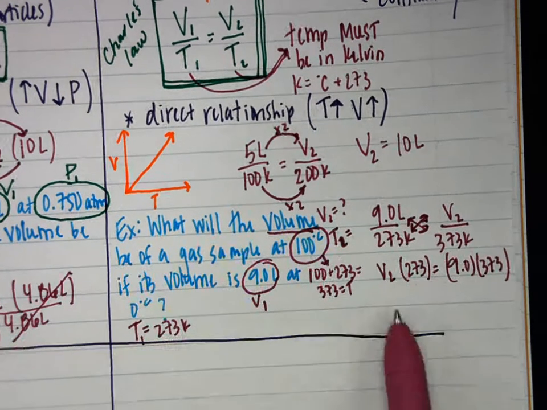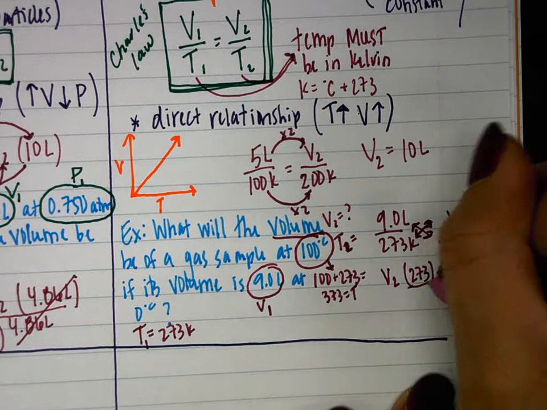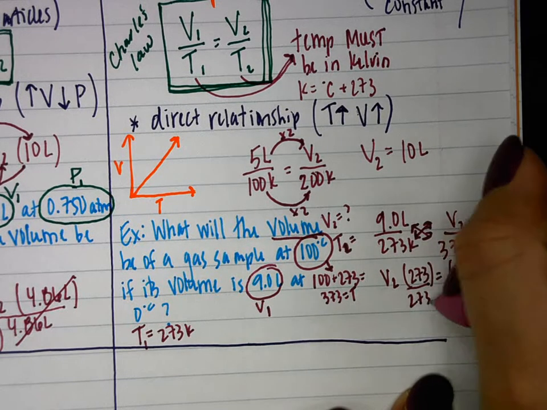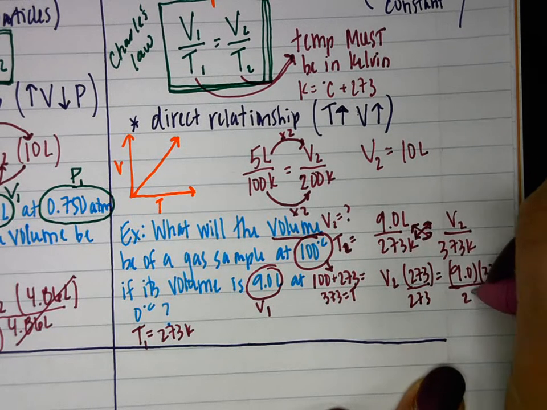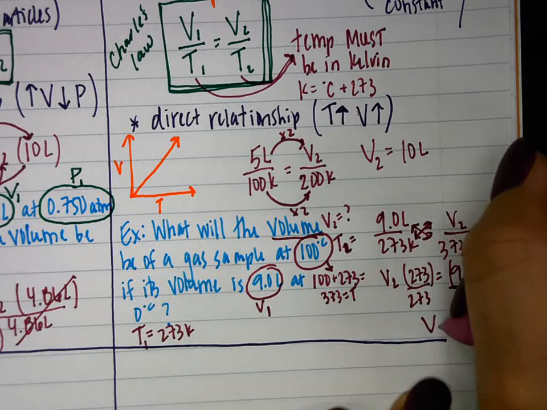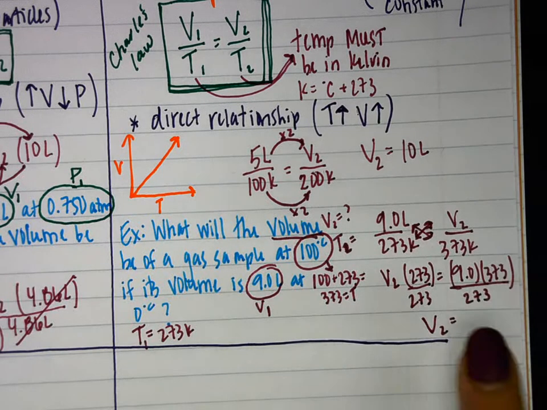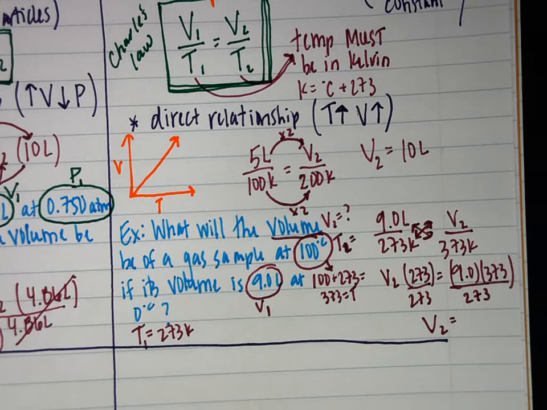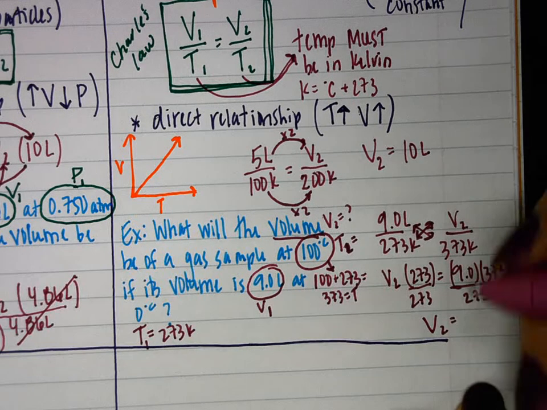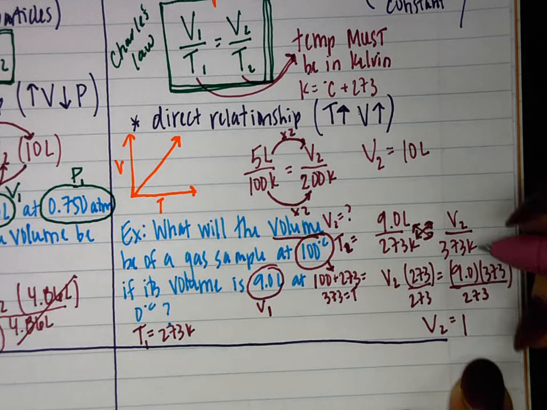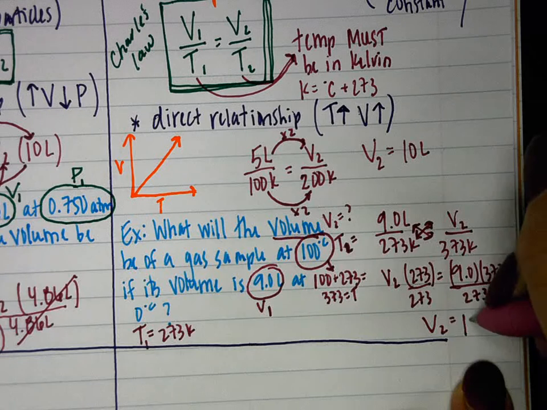How do we get V2 by itself? Divide by 273. Divide by 273. So we're going to go 9 times 373 divided by 273 gives us, and you should try this to make sure, and with 2 sig figs, I get 12 liters.